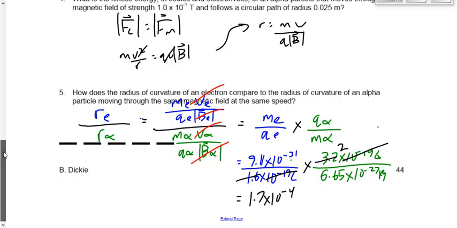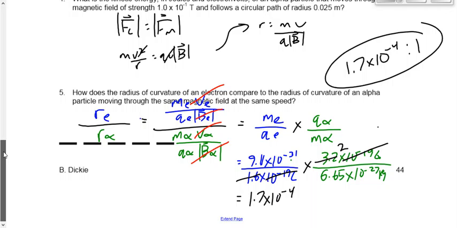Well, we got a number. What does that mean? Well, what did it mean when we said my age divided by Spencer's age is 2? It was a 2-to-1 ratio. So what's the ratio here? 1.7 times 10 to the negative 4 to 1.